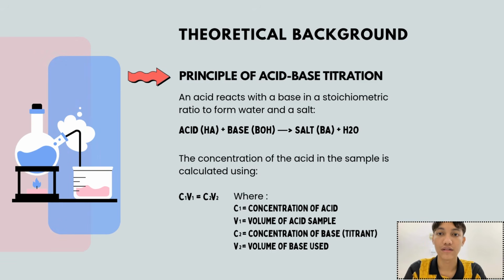Here we go into the theoretical background of the application of titration in the food and beverage industry. We have the principle of acid-base titration. It means an acid reacts with a base in a stoichiometric ratio to form water and salt. Acid plus base forms salt plus H2O. The concentration of the acid in the sample is calculated using C1V1 equals C2V2, where C1 is the concentration of acid, V1 is the volume of acid sample, C2 is the concentration of base titrant, and V2 is the volume of base used.